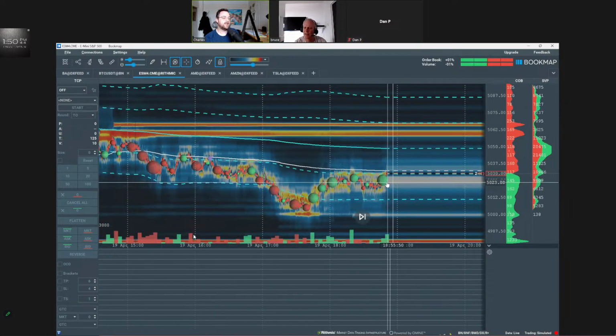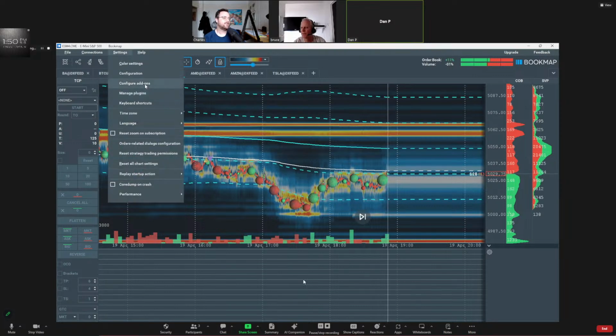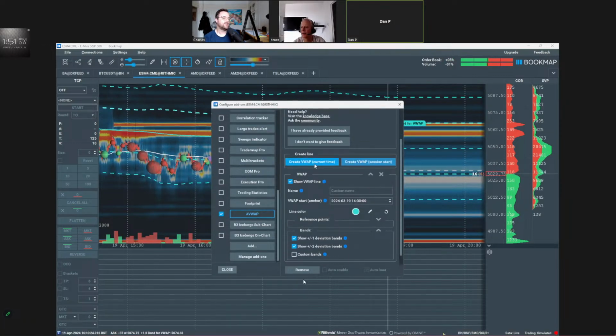Sorry, Dan, if you're talking, we can't hear you. It looks like you're explaining, but we have no idea. There he is. My apologies. Yeah, so if you just head to the configure add-ons place, you can head straight to VWAP, and then you can either create it from the current time or from the session start, but you can always change the anchor to wherever you would like it throughout the day. I've chosen the session start for real-time trading hours for me at the moment, so 2:30 in the UK, which translates to 8:30 in Eastern, I believe.